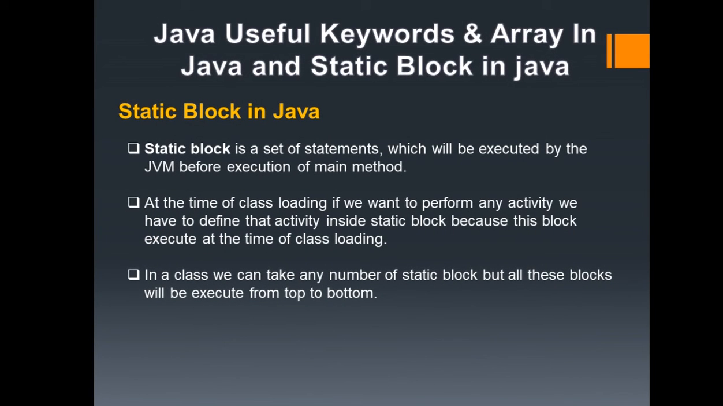Static block in Java. A static block is a set of statements which will be executed by the JVM before execution of the main method. At the time of class loading, if we want to perform any activity, we have to define that activity inside a static block, because this block executes at the time of class loading. In a class, we can take any number of static blocks, but all these blocks will be executed from top to bottom.